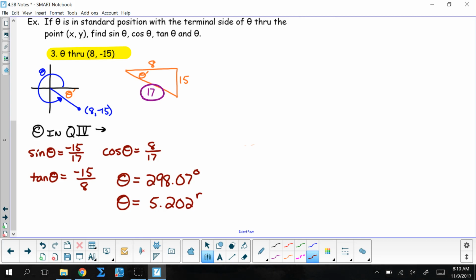Okay? And then I could use the inverse tangent to find my reference angle. This reference angle is going to be in quadrant 4, so I would subtract it from 360 degrees. Okay? So that's the pattern from yesterday.